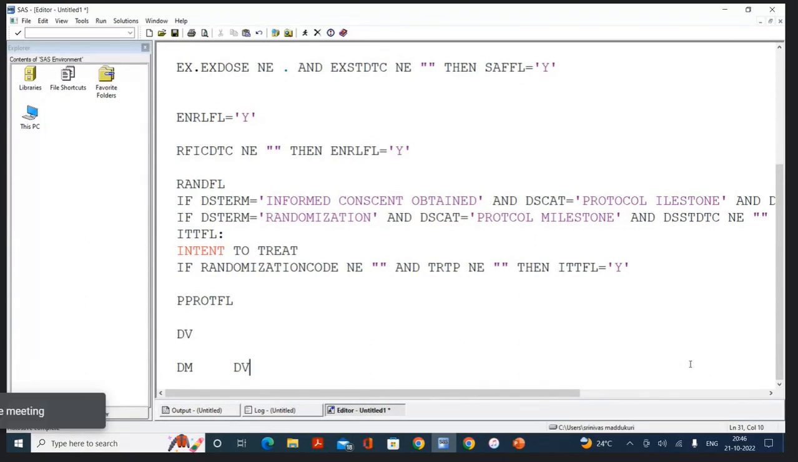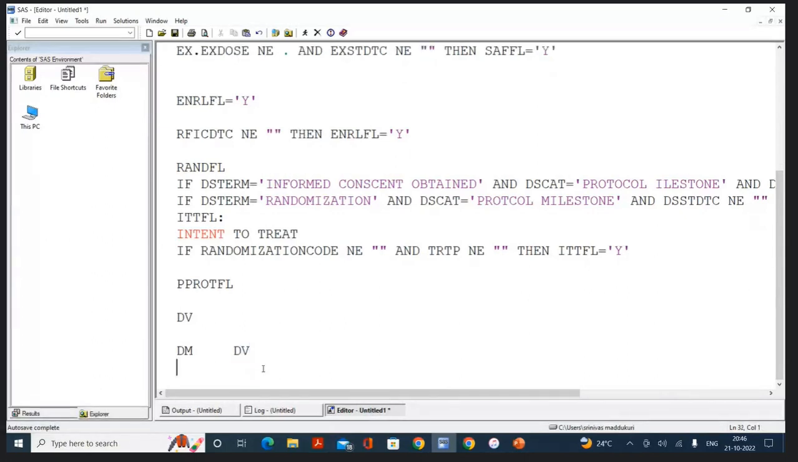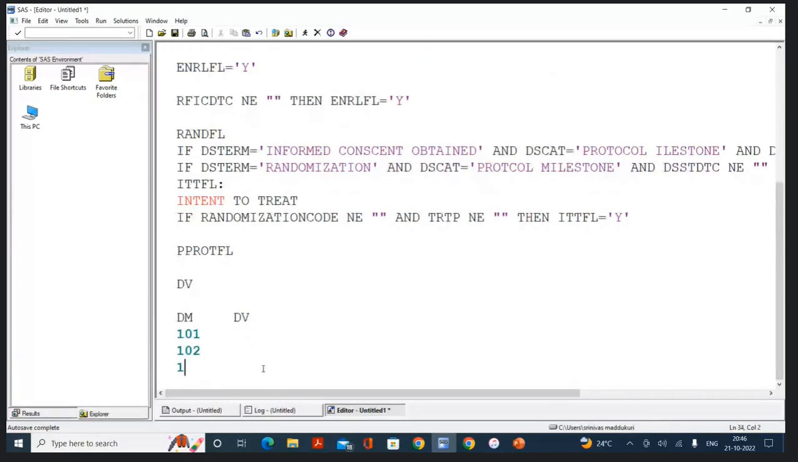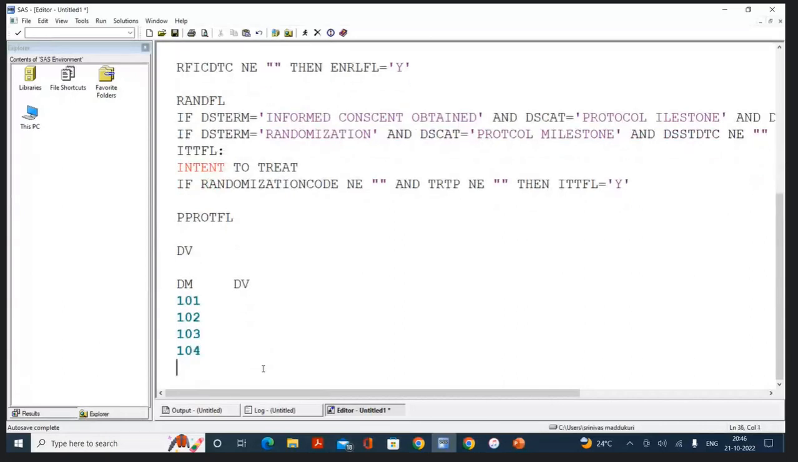So when will the DV have an observation? So for example, in the DM domain, I have 101, 102, 103, 104, and 105. In the DV, now I have 101, I have 104, I have 105. Now tell me, who successfully completed without any protocol deviations? 102 and 103. So now what is the logic that we are going to write right now?